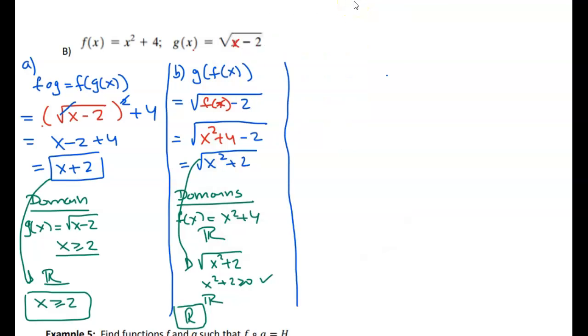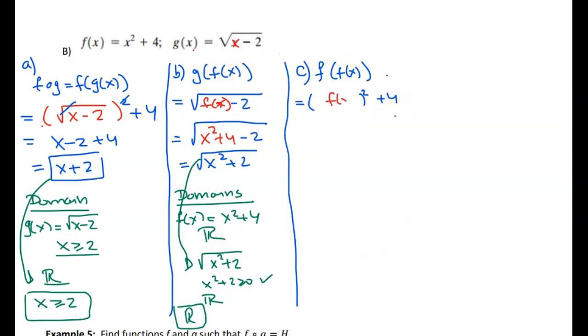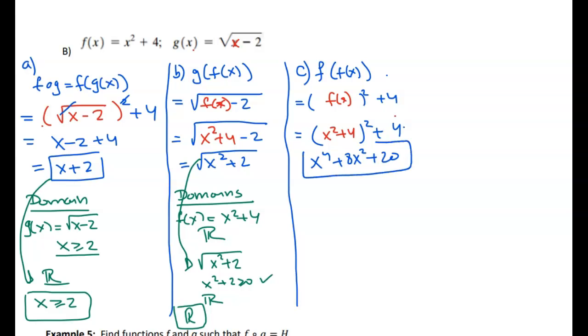Let's look at C. f of f. So we have x squared plus 4. The x gets replaced by f of x. Now replace the f, which is x squared plus 4. And then everything should be the same. So we have x to the 4 plus 8x squared plus 16 plus 4. So this is my result.